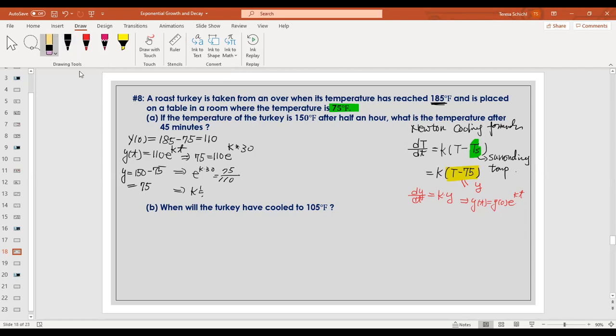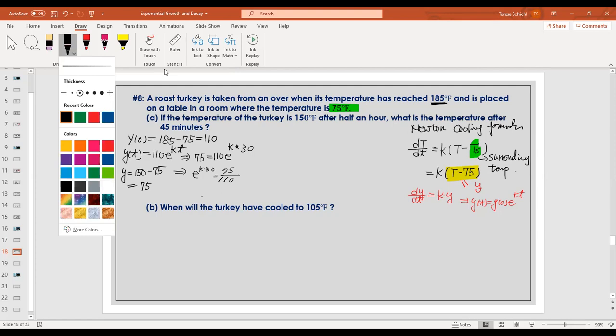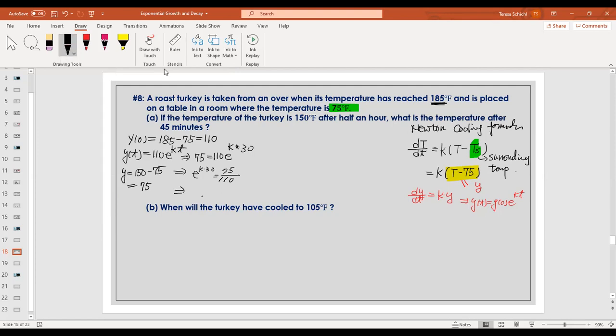Let's try to, okay, maybe. Okay, so let's do it this way. Let's not skip any step here. Okay, so now we can take a natural log of both sides.